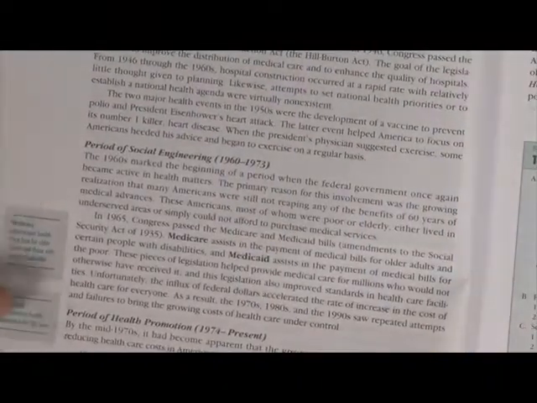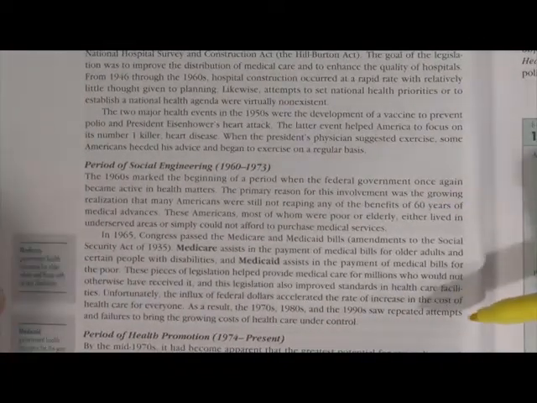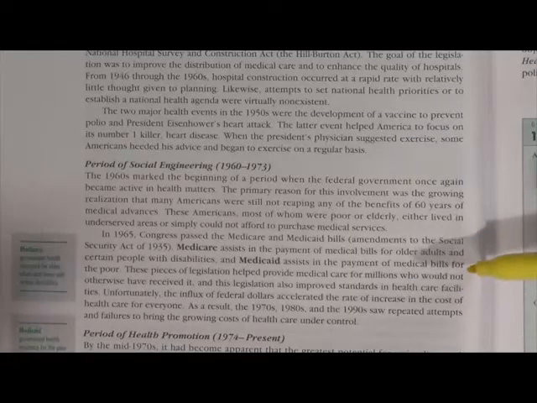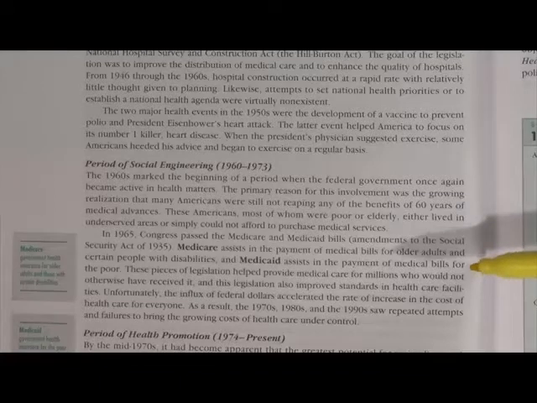Now, as we flip on over to page 18, we get into the periods of social engineering up in the 60s and 70s. This is when we have Medicare, Medicaid come online, and we start to try to guide the society in a healthier direction.